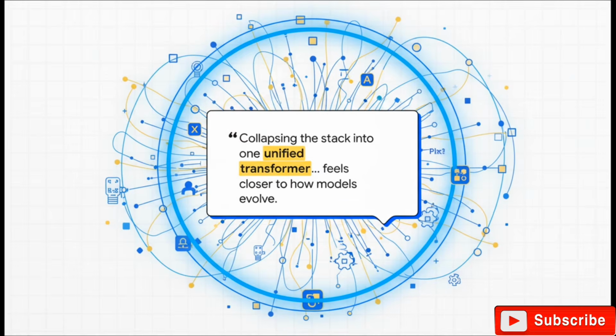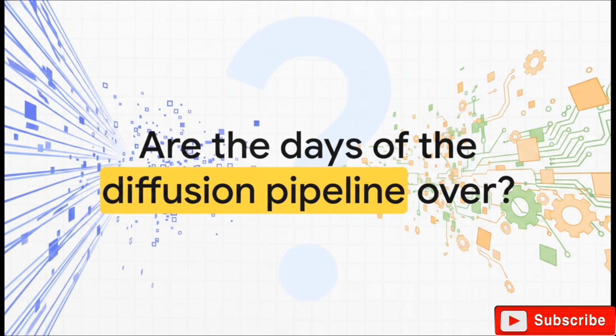So, the crucial point we really need to take away here is summarized perfectly by this quote from the technical report analysis. The architecture choice is the real story. Collapsing the stack into one unified transformer feels closer to how multi-model foundational models are evolving. See, HiDream isn't just another image model. By ditching that stitched-together pipeline and choosing to operate directly on raw pixels and text together, they have taken an incredibly bold step forward.